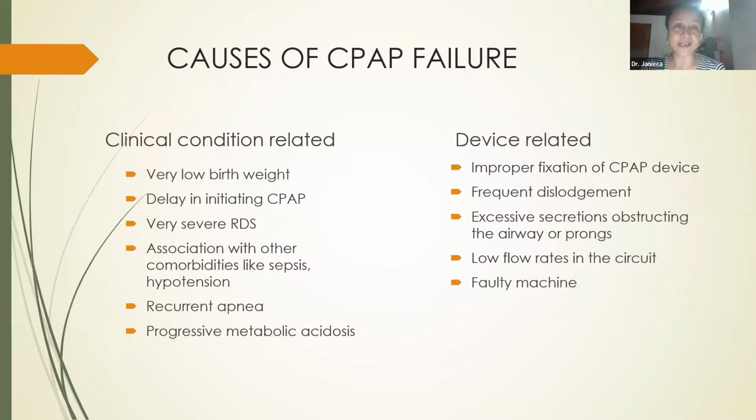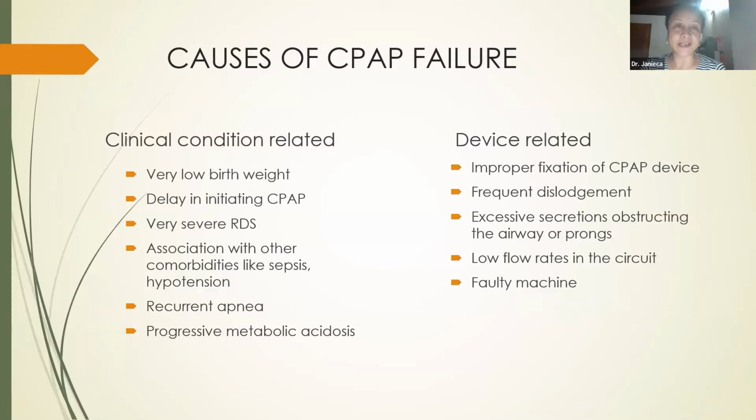Among the clinical conditions, babies who are born with very low or extremely low birth weight are more prone to CPAP failure. Initiation of CPAP at the right time is very important because delay in initiating CPAP can be an important cause of CPAP failure. In case of babies with very severe RDS, CPAP may not be the ideal primary mode of intervention because CPAP failure is very common in this group of babies. Babies with other comorbidities like sepsis and hypertension also have an increased rate of CPAP failure. Other causes of CPAP failure may include recurrent apnea and progressive metabolic acidosis.